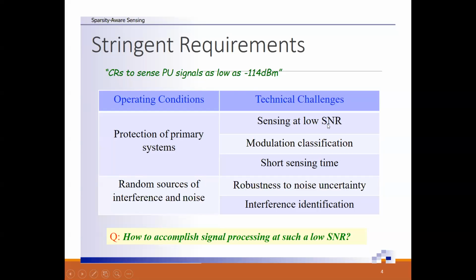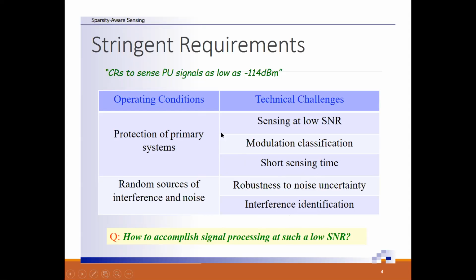Sensing at low SNR. Second, modulation and classification. So what kind of modulation is better for that? And you have to shorten the sensing time, because the shorter you make it, the more time you can use for communication of the data. And robustness against noise uncertainty, because in wideband noise, we don't have much say about the noise part. You have to live with it. Another problem is interference among the users themselves. So how to mitigate that?